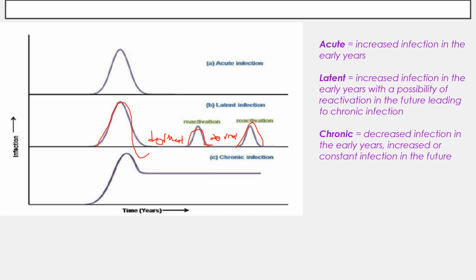Kapag chronic infection naman, decrease infection in the early years, increase or constant infection in the future. So the problem with chronic infections class is that they do not subside. They would tend to have a constant infection even up to the future. So from a high infection, magdi-decrease siya, but not to the point that it would subside or would be totally gone, but it would lead to a constant infection in the future.